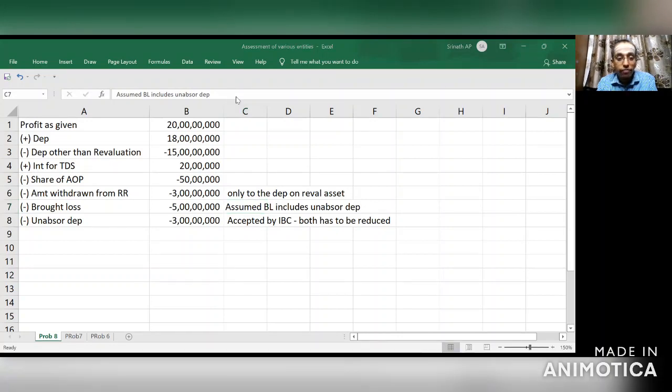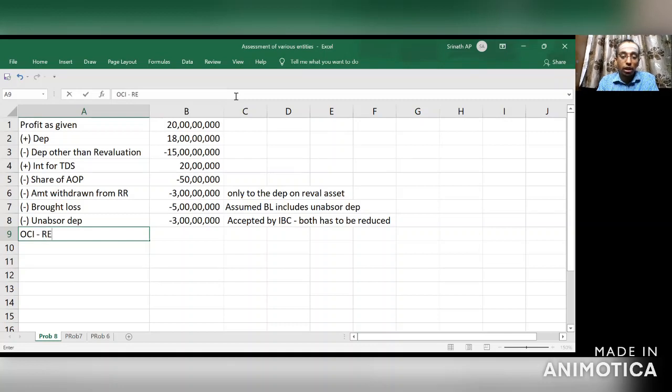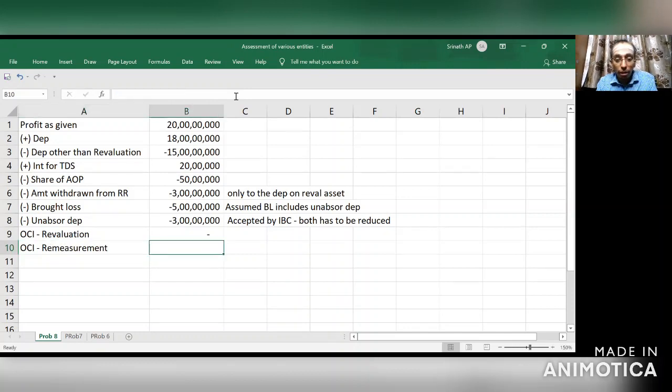Then other comprehensive income under the revaluation, it has to be ignored. Then OCI remeasurement. It says it is credited, therefore it has to be added. 50 lakhs have to be added.